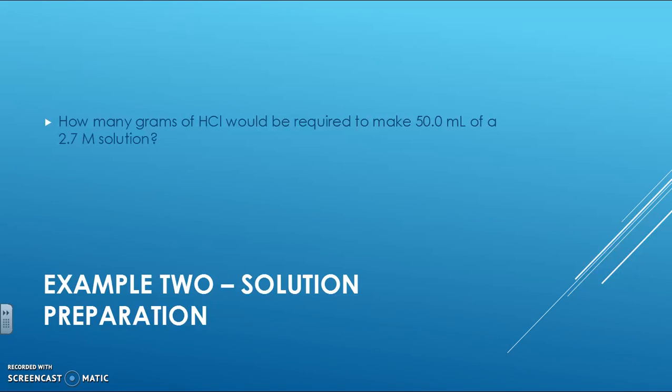How do we use this to do that? So it says how many grams of HCl would be required to make 50 milliliters of a 2.7 molar solution. So here's our molarity. We're looking for grams, and we are trying to make 50 milliliters, so that's our volume of solution. Okay, now we know that molarity is equal to moles per liter of solution. We're looking for grams, but if we solve for moles, can we get grams from there?